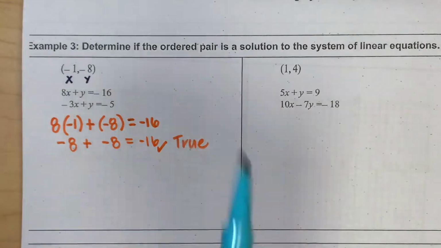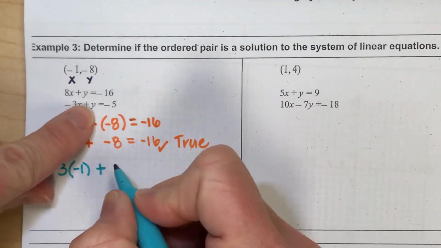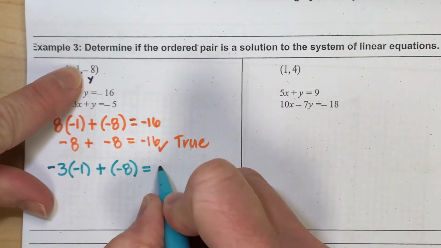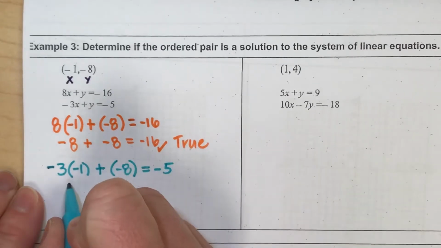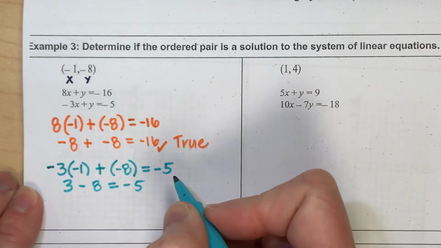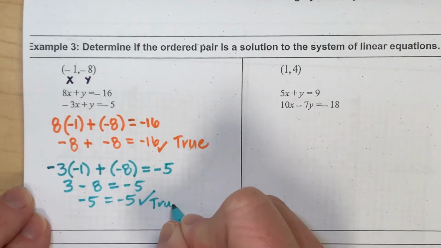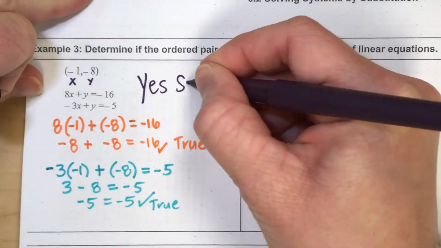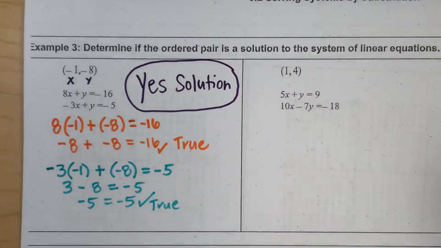And now my second equation, -3x, or -3 times -1, plus the value of y, which is -8, is this going to equal -5? All right, so let's first multiply here. Is -3 times -1, 3, and then subtract 8, because that's plus minus 8. Is that equal to -5? Yes, that is equal to -5. And so I'm going to check mark and say true. And so my answer would be, yes, this is a solution because it worked for both equations. It's got to work for all the equations in your system.